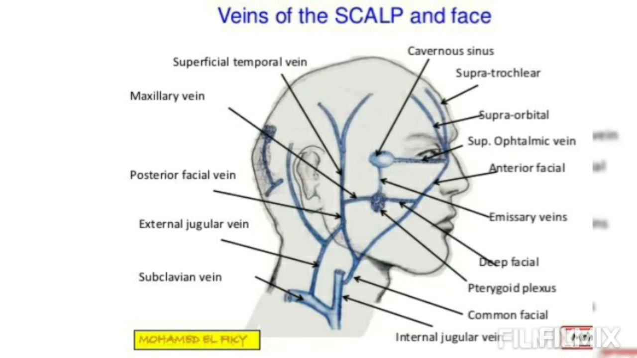The posterior diploic vein ends into the transverse sinus. The occipital diploic vein opens into the transverse sinus. This picture depicts the veins supplying the scalp and the face. So make use of it, I have given a very short note, and learn it.